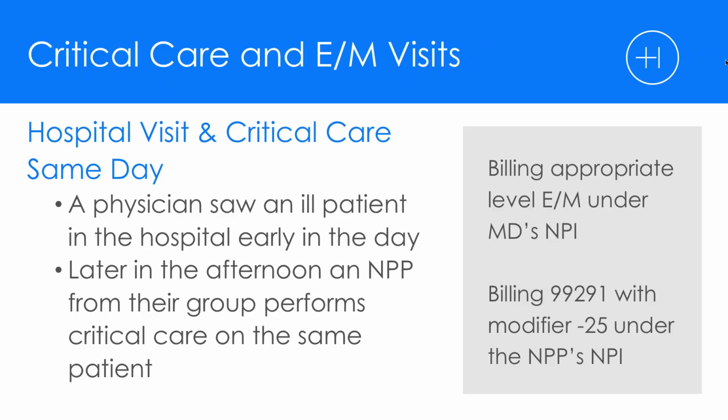Hospital visits and critical care on the same day. A physician sees an ill patient in the hospital early in the day. Later in the afternoon, a nurse practitioner from their group performs critical care on the same patient. So for the appropriate level of E&M under this, one is going to be reported by the MD under their NPI, billing 99291 with modifier 25 under the NP's NPI. So you bill for the appropriate codes from each. The 25 gets reported on the 99291 for what has occurred in that service, which is separate.